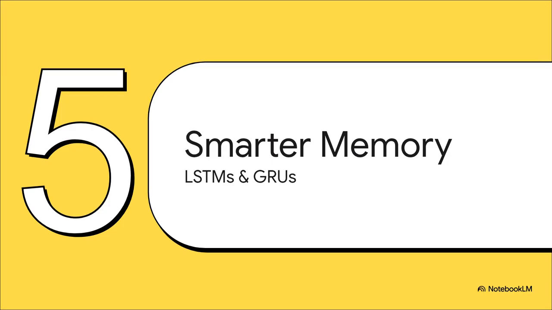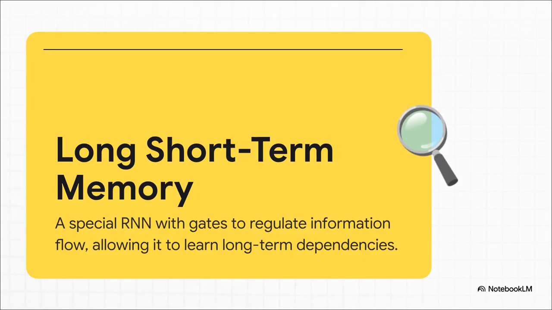So the challenge was clear. We needed a much more sophisticated memory system. We needed an architecture that could actually choose what to remember and what to forget. And this is what led to the creation of two brilliant upgrades, LSTMs and GRUs. First up is the Long Short-Term Memory Network, or LSTM.